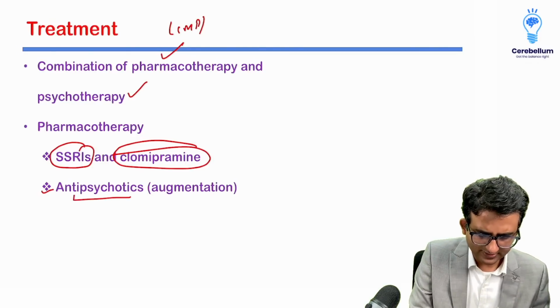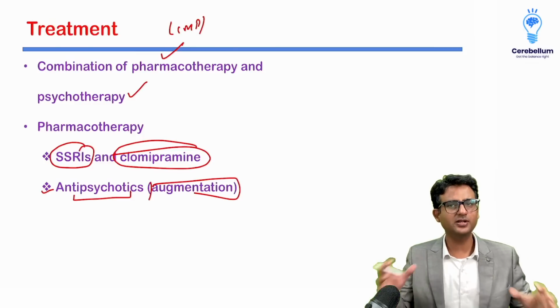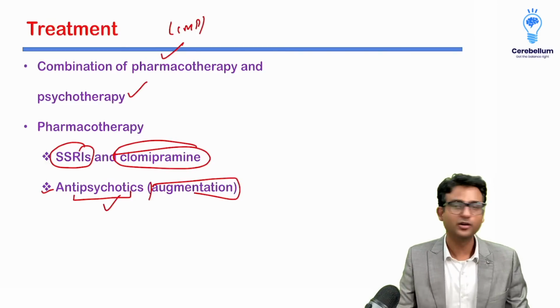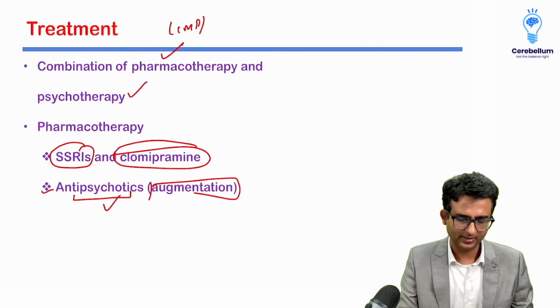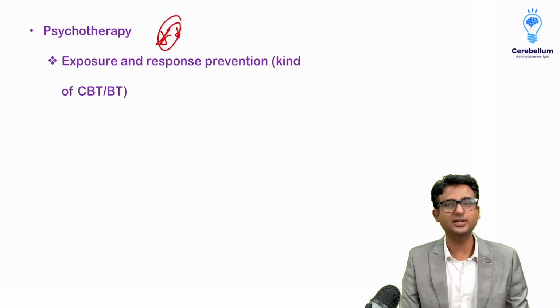Sometimes you add antipsychotics for augmentation. So you started a patient on an SSRI. The patient improved by 30%, not more than that. Now you add an antipsychotic to increase the effectiveness of the treatment. And this is also a very important question, students. Remember this, there should be no mistake.